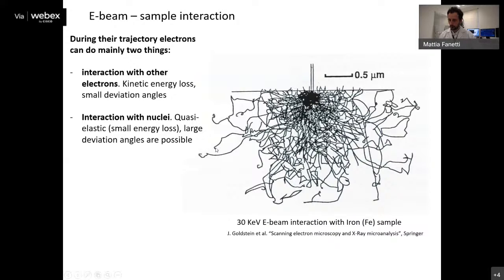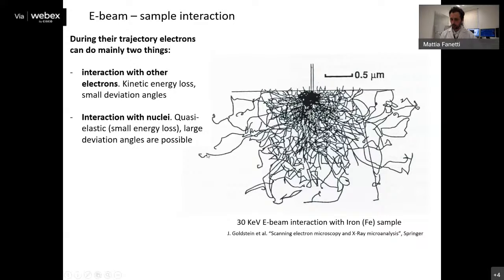Okay, why? Because there are mainly two things that a high energy electron can experience inside the sample. It can experience interaction with other electrons. Okay, in this case, they experience energy loss. They decrease the kinetic energy, but typically the deviation angles in this case are small. Okay, so for example, here you can see many small deviation angles. So these are all interaction with the electron.